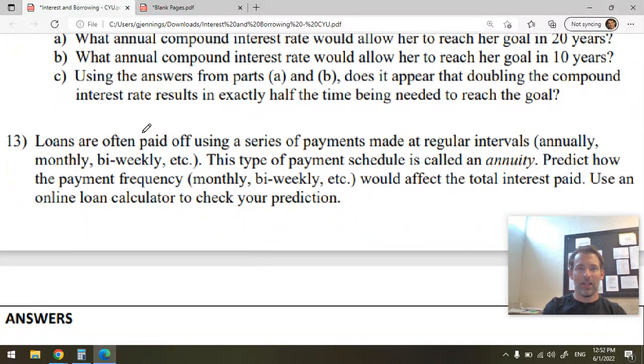Loans are often paid using a series of payments made at regular intervals: annually, monthly, biweekly. The type of payment schedule is called an annuity. Predict how the payment frequency would affect the total interest paid. Use an online loan calculator to check your prediction. We're going to do stuff like this tomorrow. So play around with it today and you'll be well prepared.